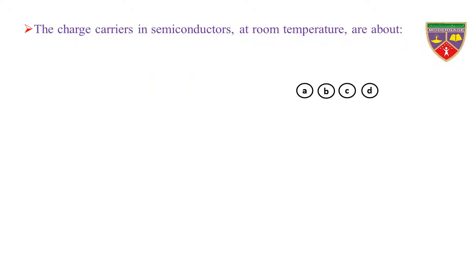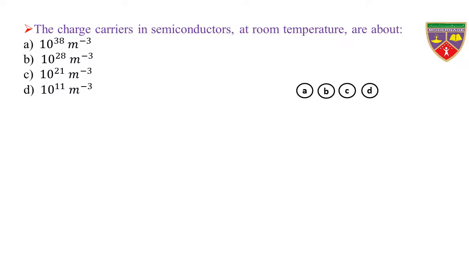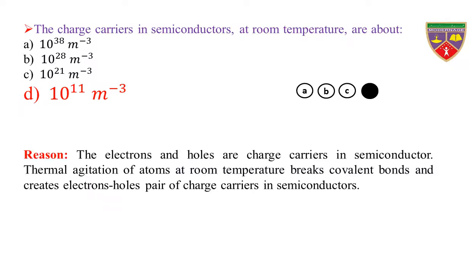The charge carriers in semiconductors at room temperature are about: option A, 10 power 38 per cubic meter; option B, 10 power 28 per cubic meter; option C, 10 power 21 per cubic meter; option D, 10 power 11 per cubic meter. The key is 10 power 11 per cubic meter. Therefore, the correct option is D.